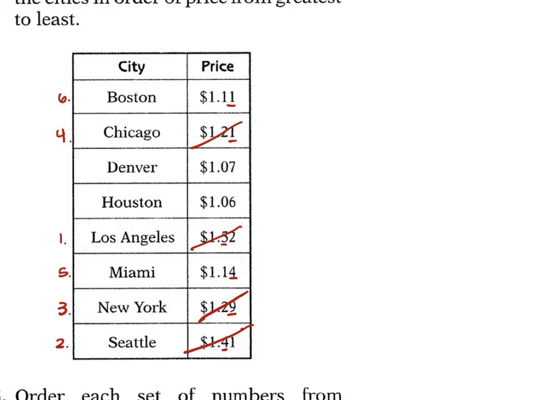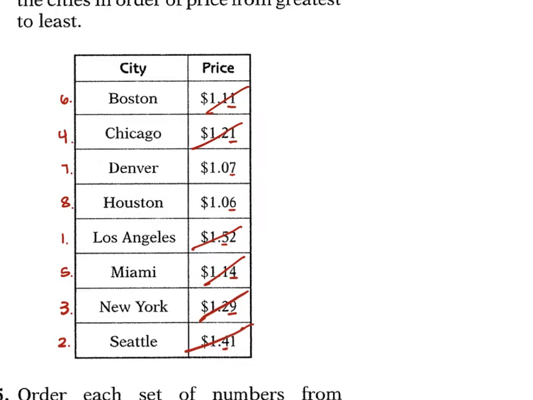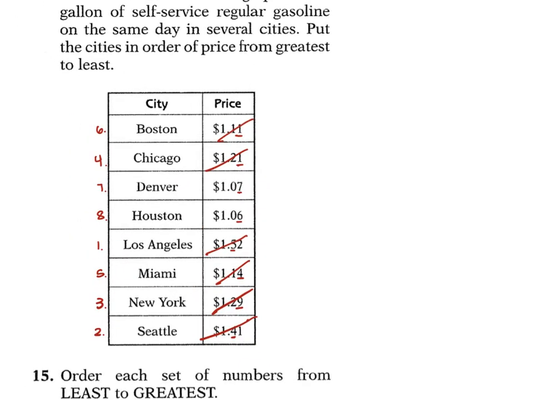Lastly, you have those 2 0s. So compare their hundredths. You have 7 and 6. 7 is greater than 6, so Denver would be 7, and then Houston would be 8. So it would be Los Angeles, then Seattle, then New York, Chicago, Miami, Boston, Denver, Houston.